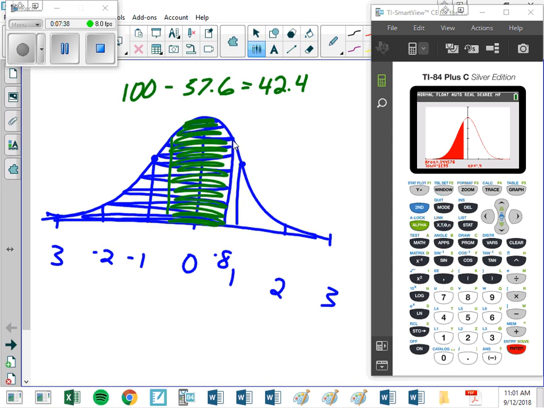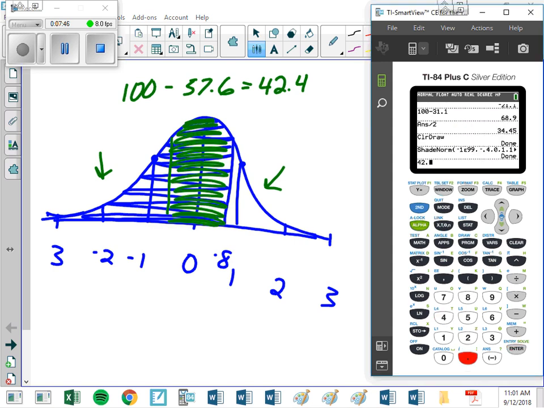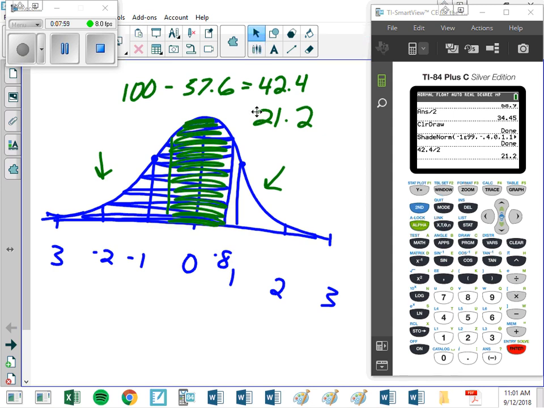What does 42.4 tell me? How much is in this chunk and that chunk? Divide that by 2. 42.4 divided by 2. I could have done that in my head. Sorry. 21.2. What does that tell you? Okay, and here, there are a couple things you can do. 21.2 is this piece.